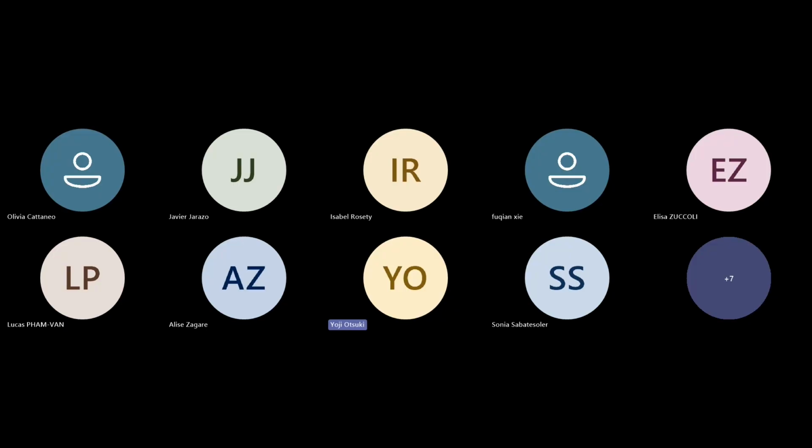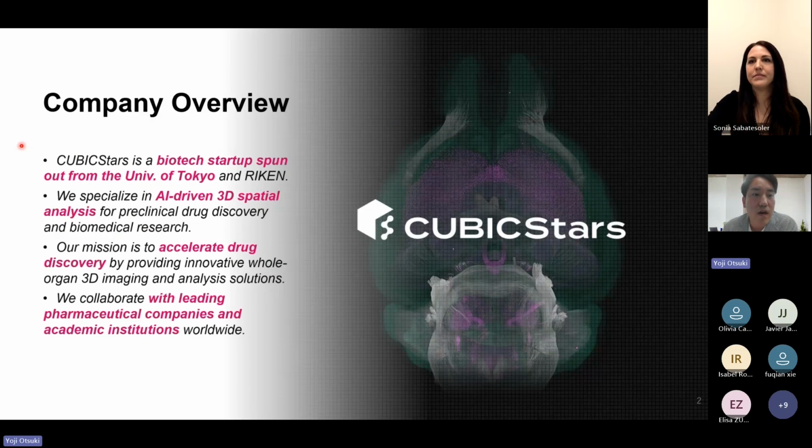Our company's introduction. We are a startup originated from the University of Tokyo and RIKEN Institute. We are stationed in Japan, and we specialize in AI-driven spatial analysis for mainly preclinical drug discovery research. Our mission is to support and accelerate drug discovery by providing innovative whole organ 3D imaging and data analysis support. This technology can also be applied to organoids or spheroids.